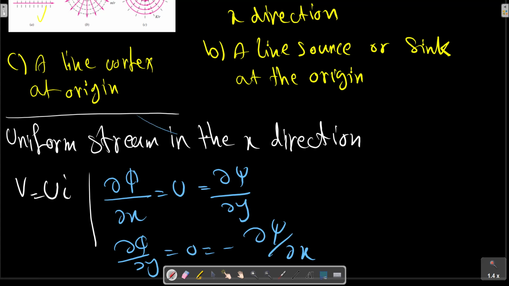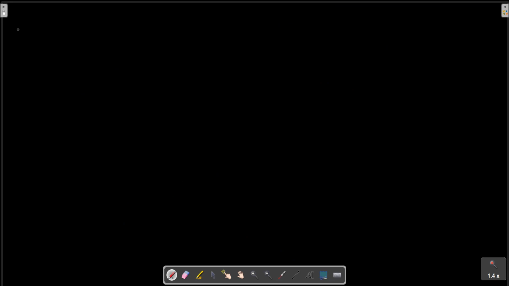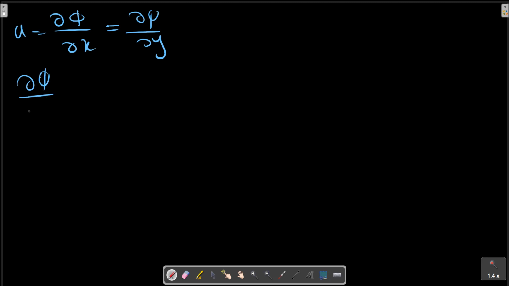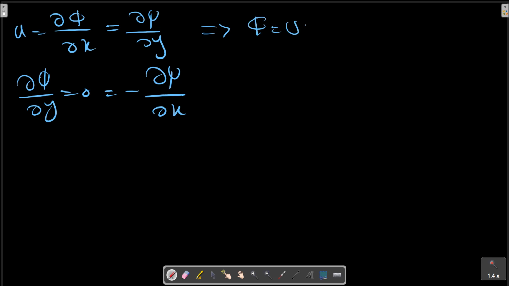So next, let me write again. We have U equals, which was equal to, and the component related to v equals 0, we can have a relation here: phi equals u x plus c, for example, and psi equals u y plus c1 and c2.